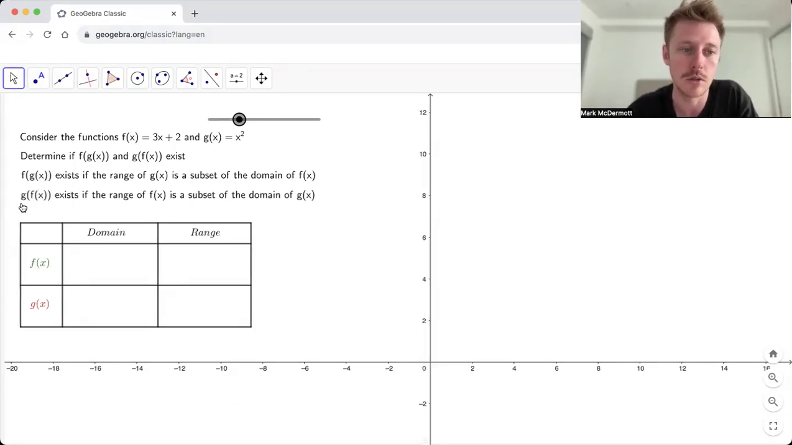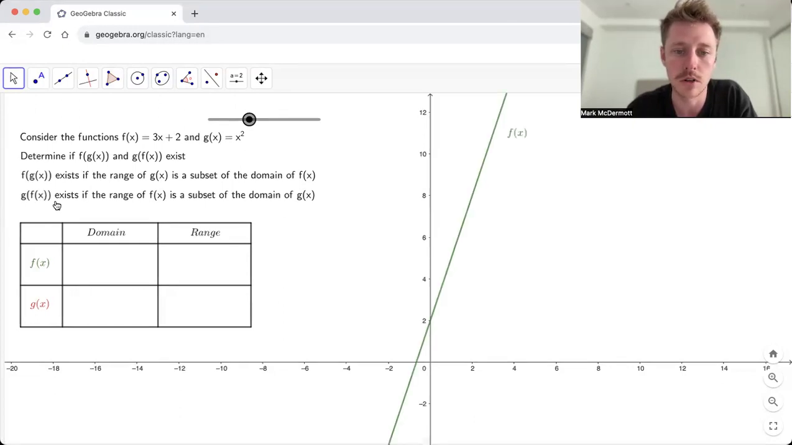The other condition is if we do it the other way around. So g of f of x exists if the range of f of x is a subset of the domain of g of x. That's just the other way around, right? f of x is now the inner function, so the outputs, or the range of f of x, must be inside the domain of g of x. So let's do this example to see if we can make some sense of it.